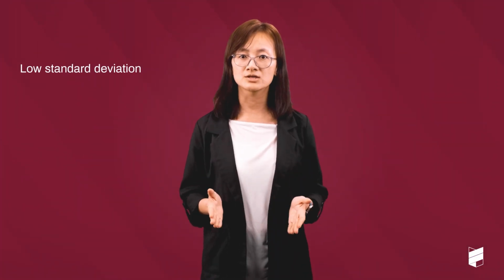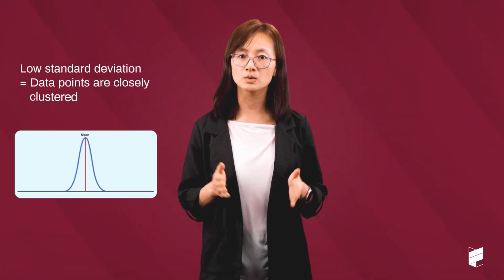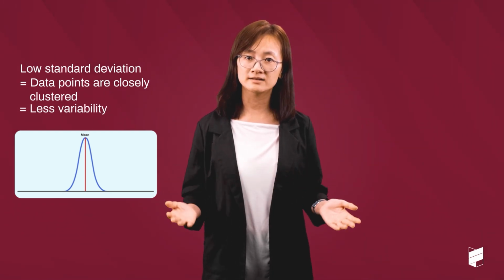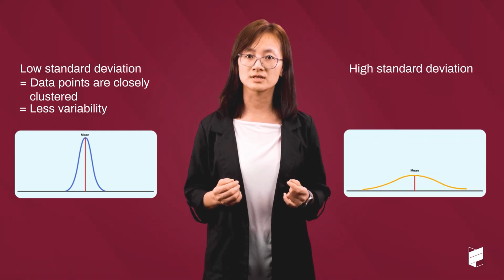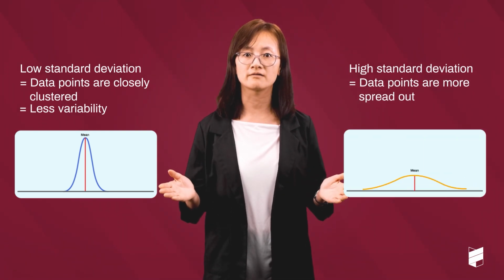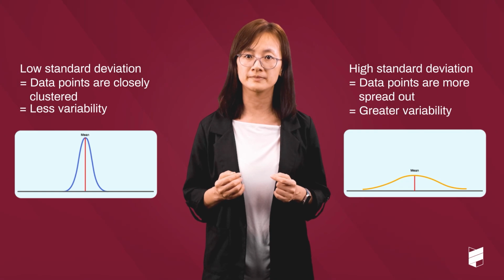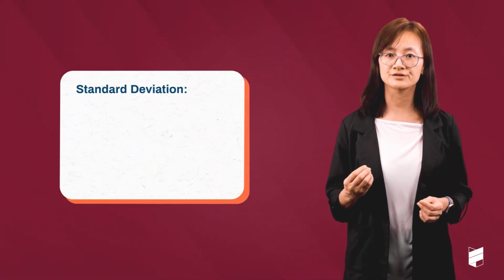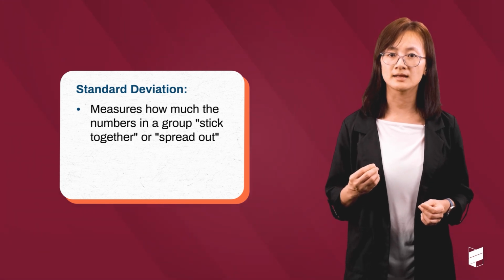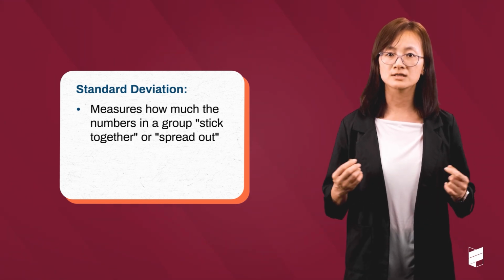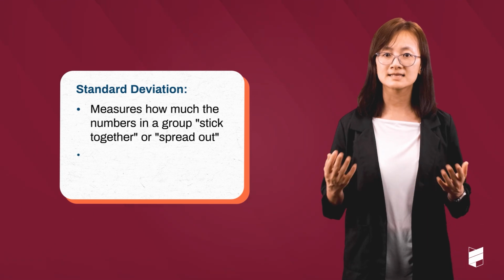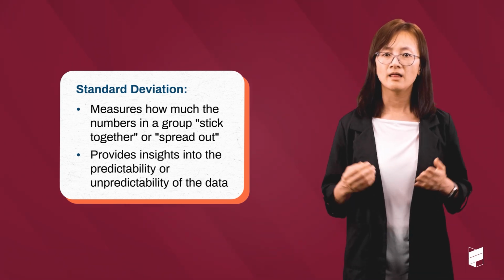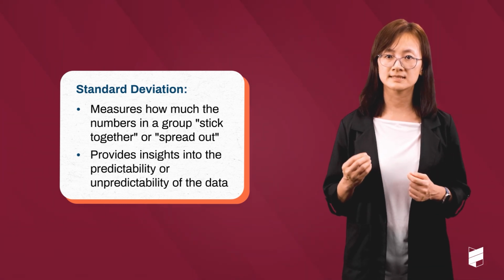A low standard deviation indicates that data points are closely clustered around the mean, indicating less variability. On the other hand, a high standard deviation suggests that data points are more spread out from the mean, indicating greater variability. In simple terms, standard deviation helps us understand how much numbers in a group like to stick together, or how much they like to spread out. It's like a measure of how predictable or unpredictable the data is. Therefore, it is a crucial statistical measure.